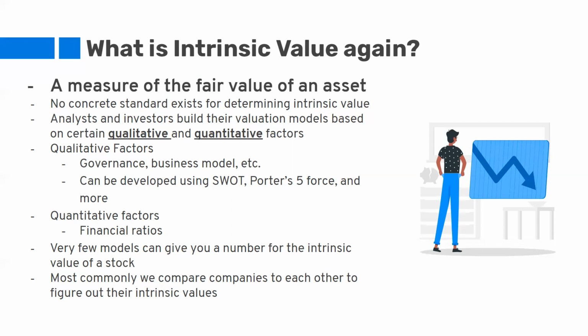So we know how to get those qualitative factors. We can look at things like governance, business model, etc. And this can be developed using SWOT, so strengths, weaknesses, opportunities, and threats. We can also use Porter's 5 forces and many more that we covered in our last module. To find the quantitative factors, we have to look at financial ratios. Quantitative just means looking at the numbers.